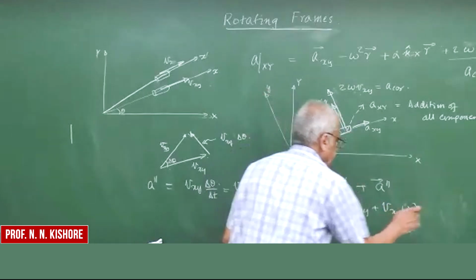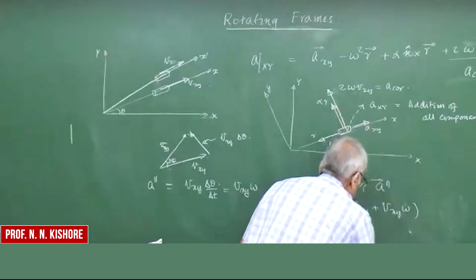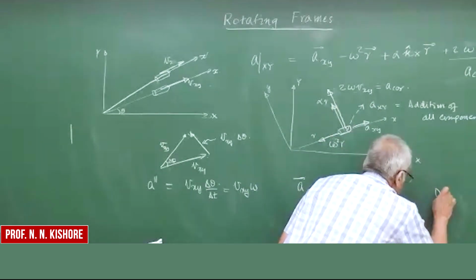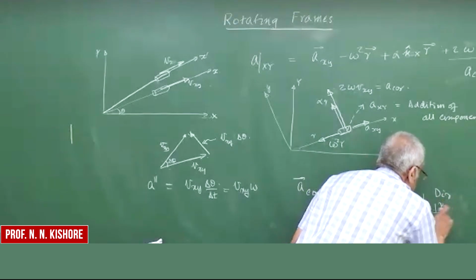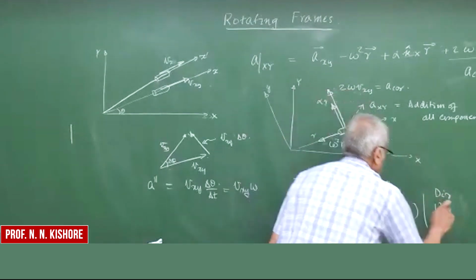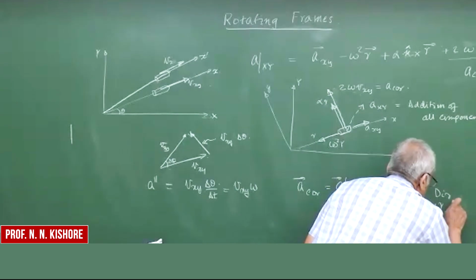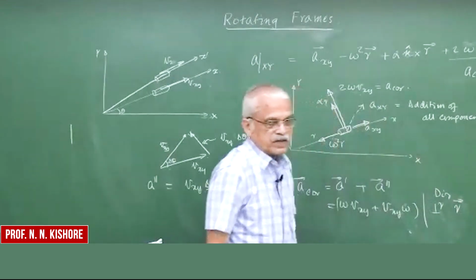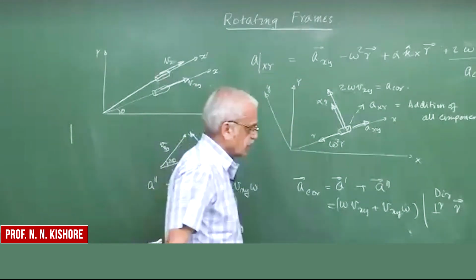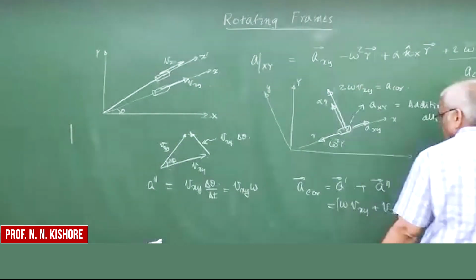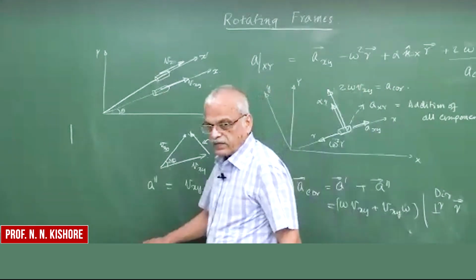This is the magnitude, and the direction is perpendicular to the position vector R. Okay, so that is how the Coriolis component has arisen.